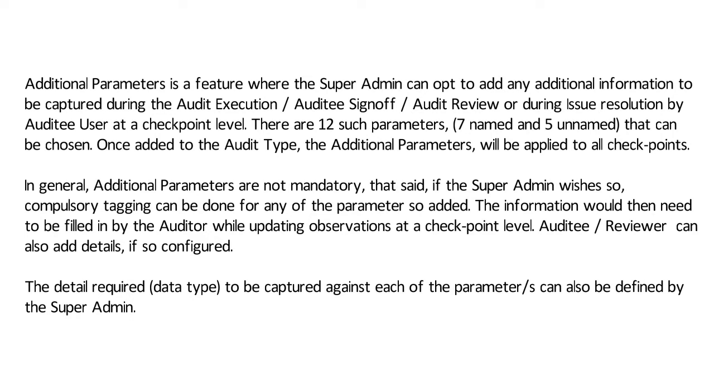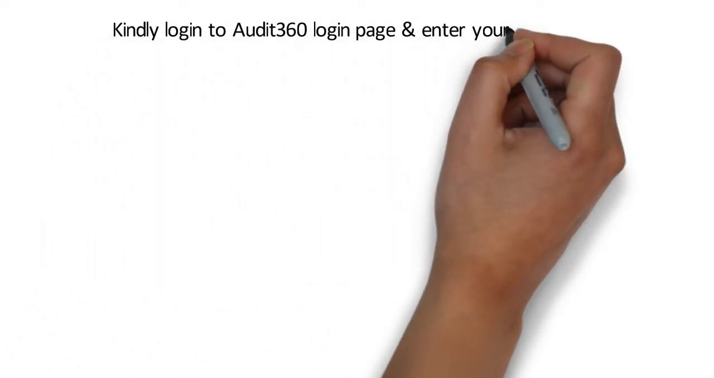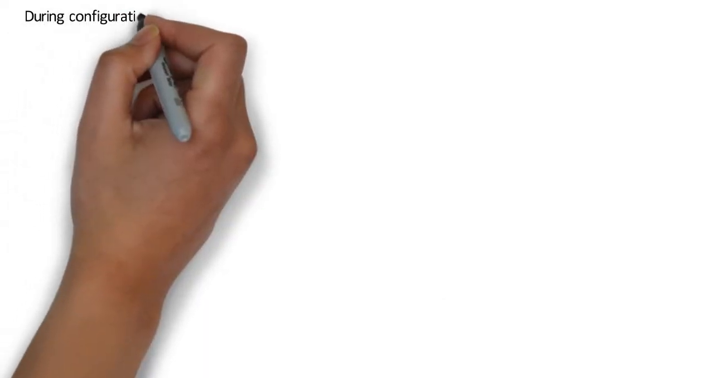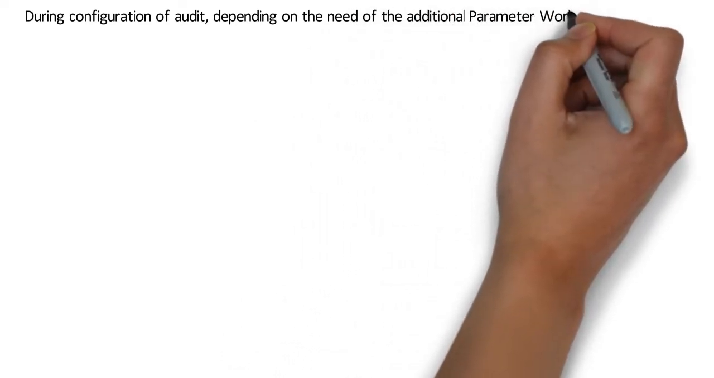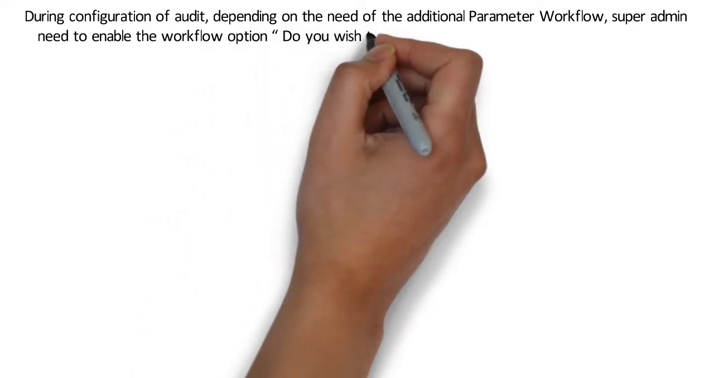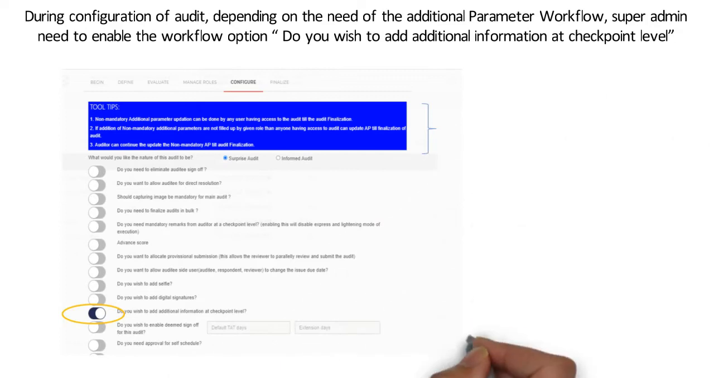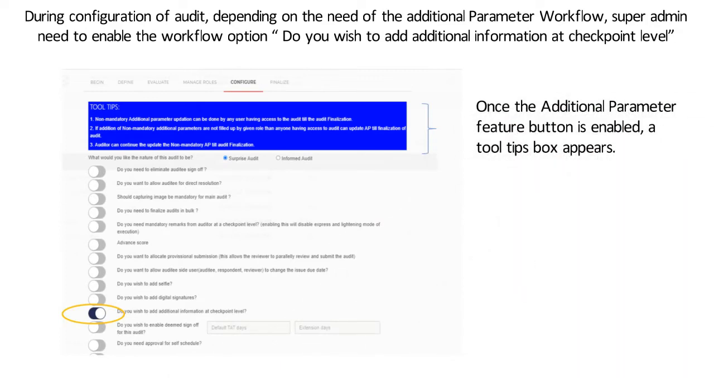This training video is about additional parameters as a feature in Audit 360. Kindly log in to the Audit 360 login page and enter your credentials. During configuration of audit, depending on the need of the additional parameter workflow, the superadmin needs to enable the workflow option "Do you wish to add additional information at checkpoint level?" Once the additional parameter feature button is enabled, a tooltip box appears.